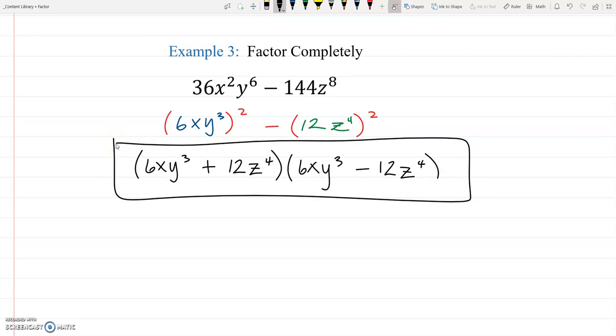A piece of cake. Just figure out what's being squared, figure out what's being squared, add them, and then subtract them. That's as hard as I can get. You okay with that?